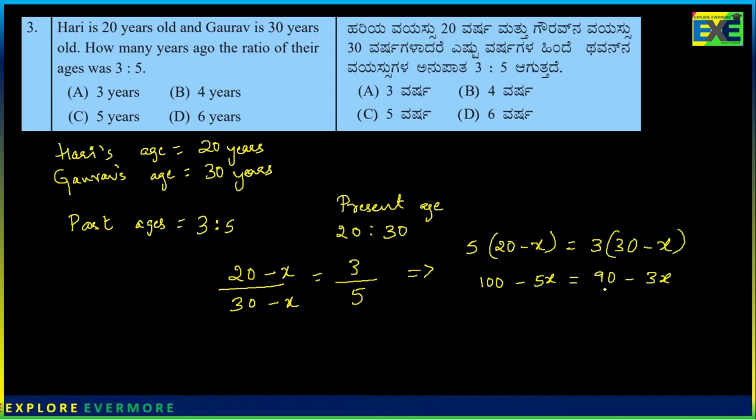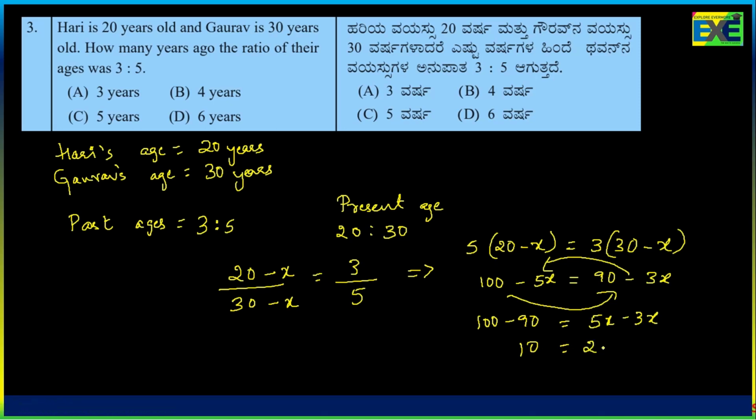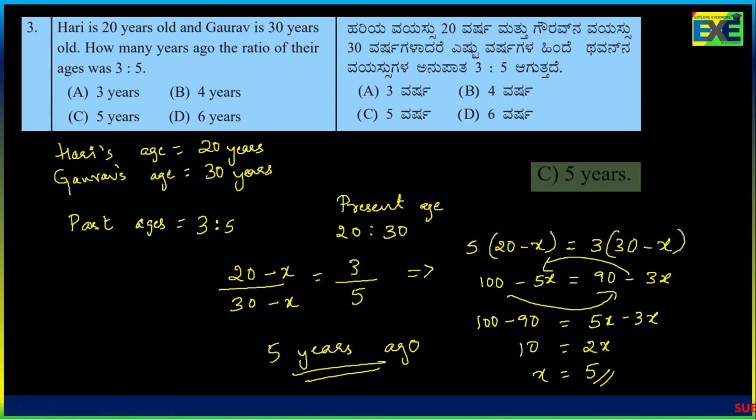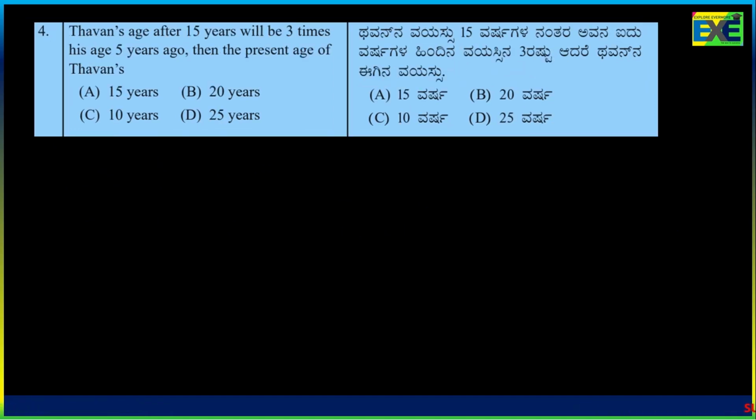Just bring x to one side and the constants to the other. So what we'll get: 100 minus 90 is equal to 5x minus 3x. So 10 is equal to 2x. Now x is equal to 10 by 2, that is 5. So 5 years ago. So the right option here is option C. Now let's move on to the next question.